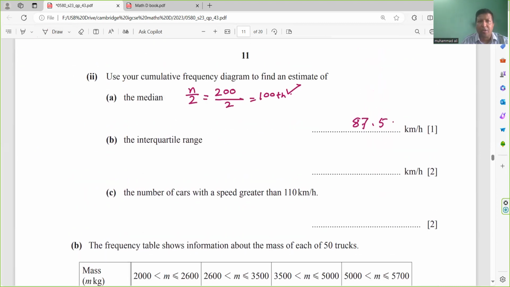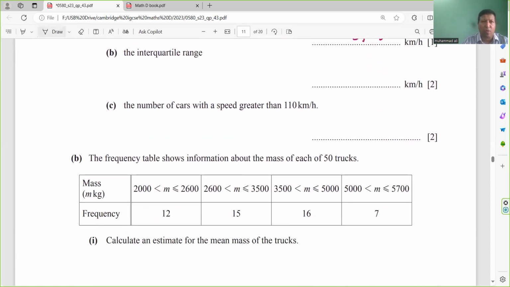So interquartile range. If we want to find out the interquartile range, it means the difference between the upper quartile minus the lower quartile. Upper quartile is Q3. Q3 means what? 3n by 4, and lower quartile is n by 4. So 3n by 4. N is 200.